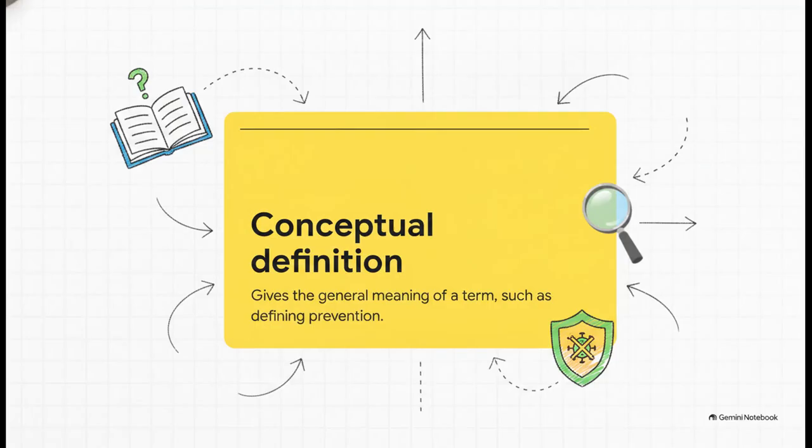In these kinds of texts, defining terms is crucial so that absolutely everyone understands the instructions. The first way writers do this is with a conceptual definition. This is basically just the general meaning of a word. For example, our text says prevention means actions done to stop a problem before it happens. It's your classic dictionary-style definition that gets everyone on the same page conceptually.